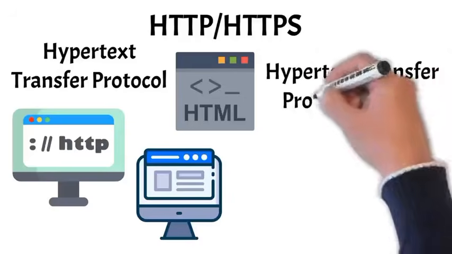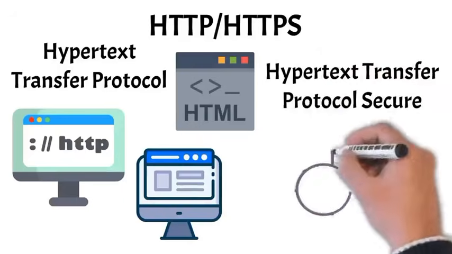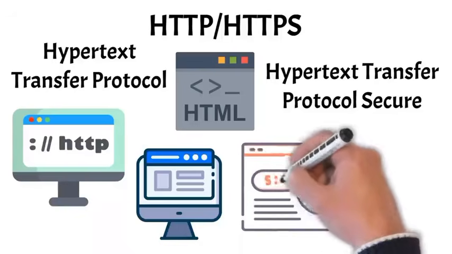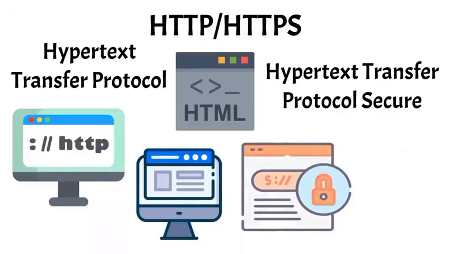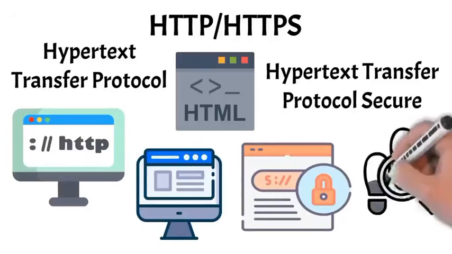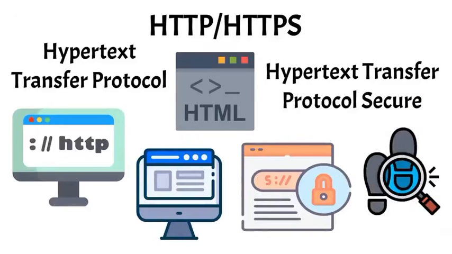HTTPS, or Hypertext Transfer Protocol Secure, is the secure version of HTTP, which adds a layer of encryption using SSL and TLS to protect the data being transferred. This ensures that the communication between the client and server is encrypted and secure, safeguarding sensitive information from eavesdropping and tampering. Next, we have FTP.